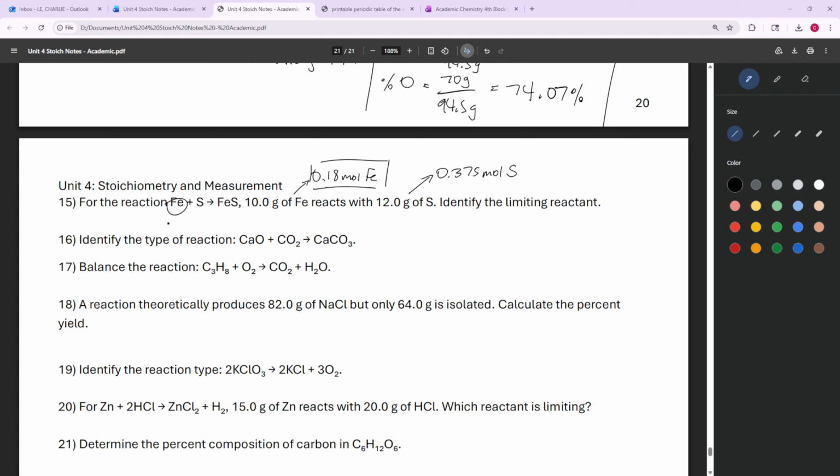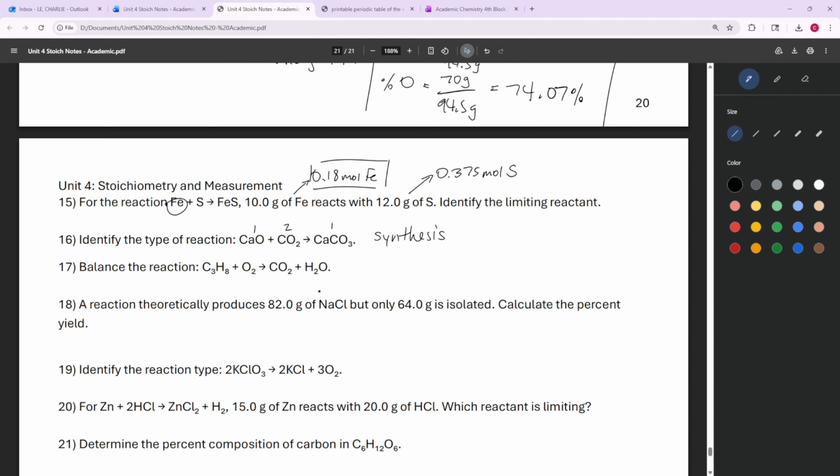If you actually wanted to go through the calculations, you could figure out, okay, 10 grams of iron produces a certain amount of iron sulfide, 12 grams of sulfur produces a certain amount of iron sulfide. You compare, you should be able to see that it's iron. Identify the type of reaction. So, two chemicals combining together into one product. This is a synthesis.